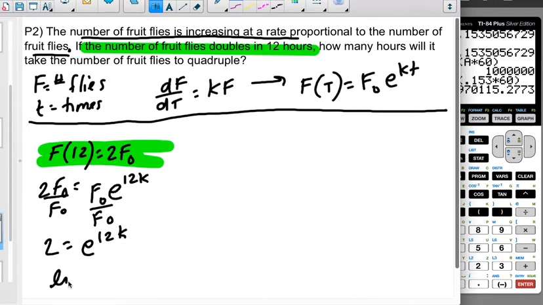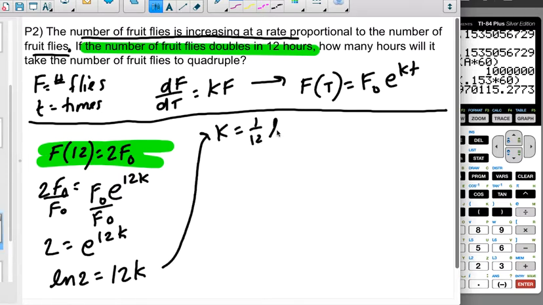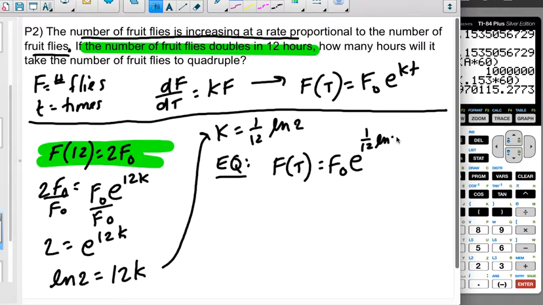I'm going to take the natural log of both sides to solve down to that 12k, and then I'm going to divide by 12. So my k is going to be 1/12 the natural log of 2, which means the equation that I need is F(t) equals F naught, which I still don't know, but I don't need to know because all of these statements are about multiples of the initial value, right? e to the, and my k is 1/12 natural log of 2, that whole thing's a number, times t.